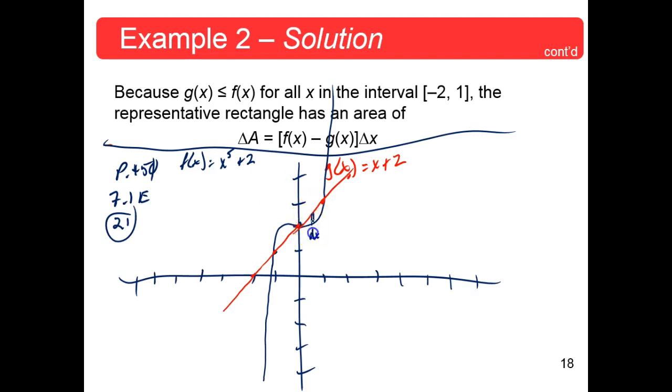What's the length of that strip? Now the length of the strip is top minus bottom, right? And what's the top of that strip? The top of the strip is which function? The g function minus the F function, right? So the length would be that, okay? So that would be x plus 2 minus x to the 5th minus 2.